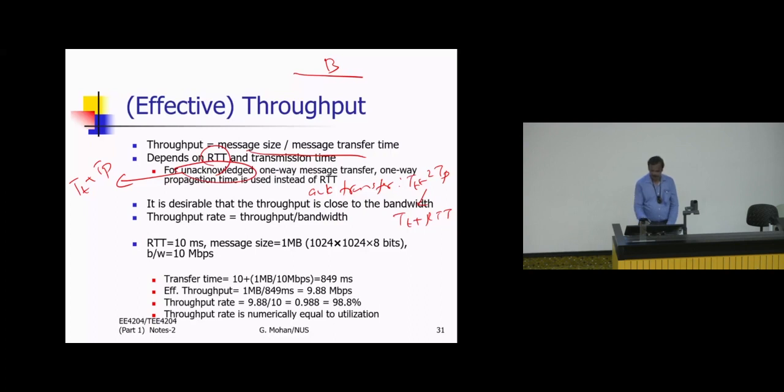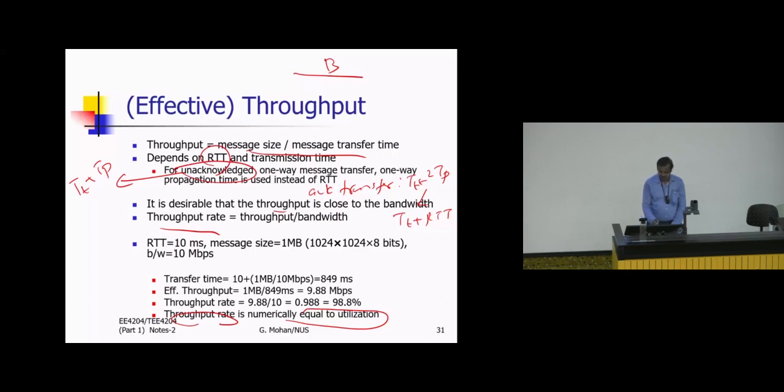So we get some throughput. Let's say I have 1 Gbps, but the throughput I'm getting is only 400 Mbps, correct? So how close is my throughput to the bandwidth? That is defined by throughput rate. Throughput rate means the ratio between throughput and bandwidth. If both are the same, the throughput rate is 100%. And numerically, this throughput rate is equal to link utilization, though the definition is slightly different. But if you look at the number, the utilization and throughput rate would be the same.